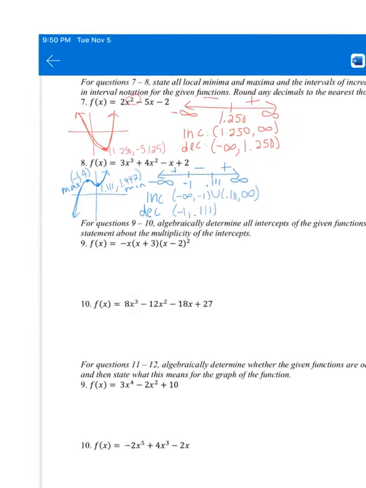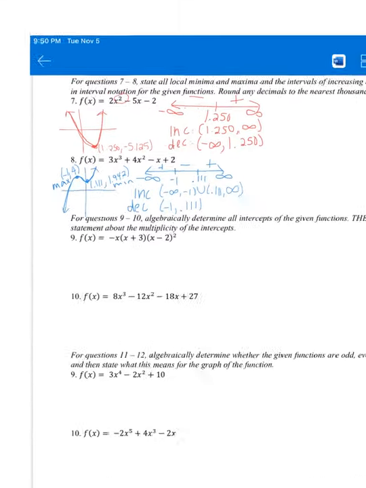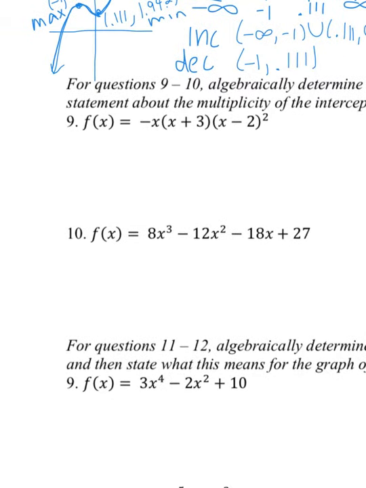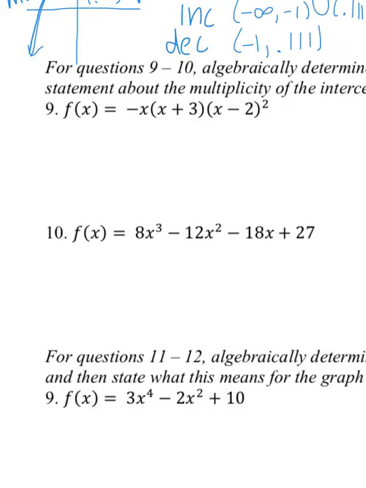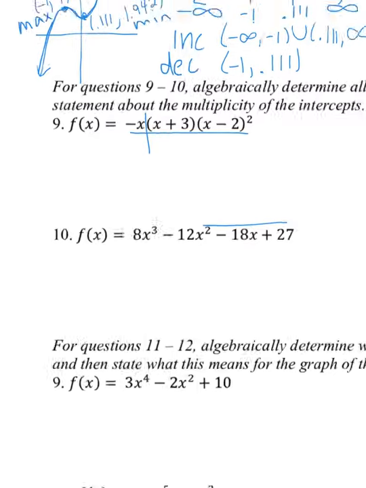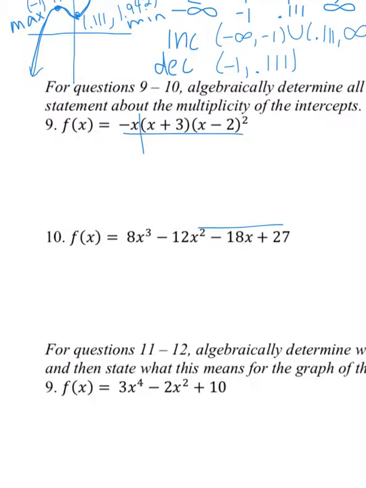Numbers 9 and 10, we want the intercepts and a multiplicity statement. So number 9 is actually pretty easy for the intercepts because this is in factored form. So if it's already in factored form, so say x-intercepts or all intercepts? All intercepts. So all intercepts, that includes the x and the y. So let's do one thing at a time. So we have x-intercepts. That is where y equals 0. So f of x, remember, is really y.